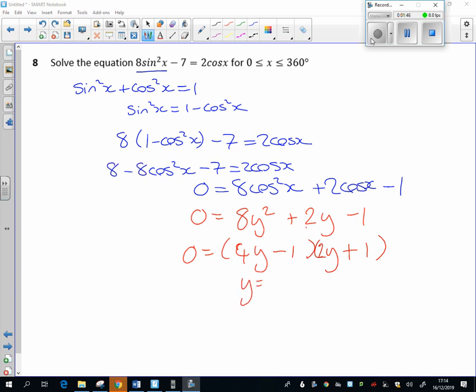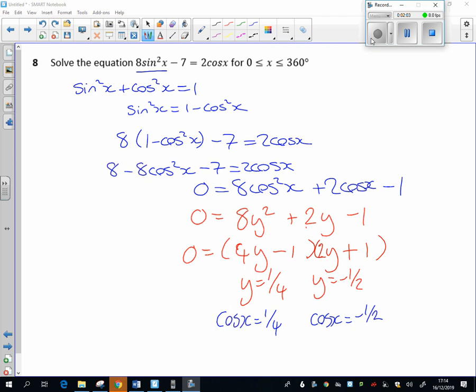So y is a quarter, or y is minus a half, except they weren't really values of y, they were values of cos x. So cos x is a quarter, or cos x is minus a half.